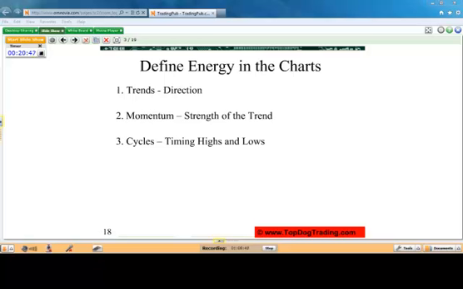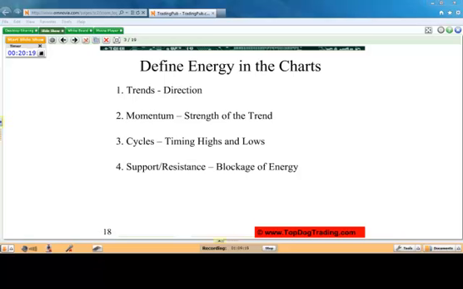And then the third one is cycles, and this is what we're going to focus on today. But again, I want to show you how cycles is just one part of my entire trading methodology. I don't trade cycles in isolation. I trade them as only 1/5 of my overall methodology. And that, as I say, is timing highs and lows, but we're going to talk about some other type of cycles today too. The fourth energy in the charts is support and resistance.